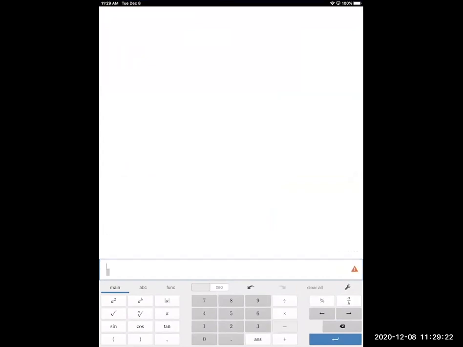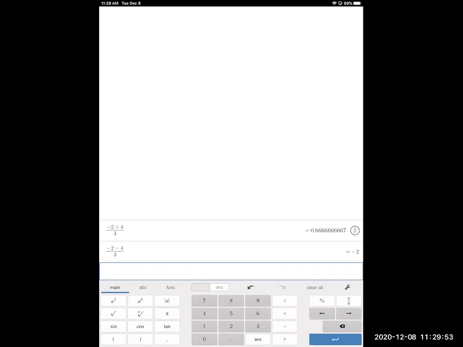Make it a fraction, negative 2 plus 4 divided by 3. And then we have another fraction, negative 2 minus 4 divided by 3. So we get 0.666. When you see this little circle with the 2 boxes in there, it means it converts it to a fraction. So you can use either one, 0.666 or 2/3. And then the other answer was negative 2.